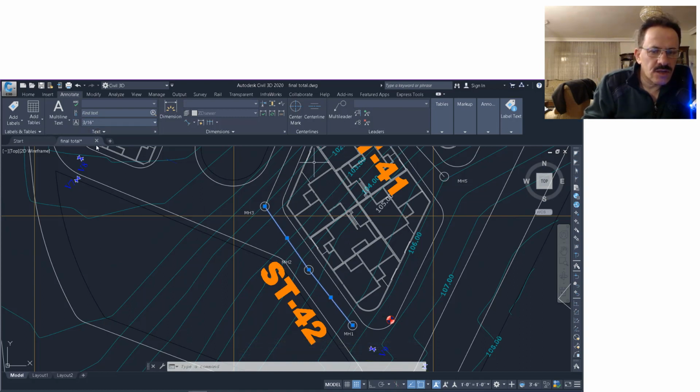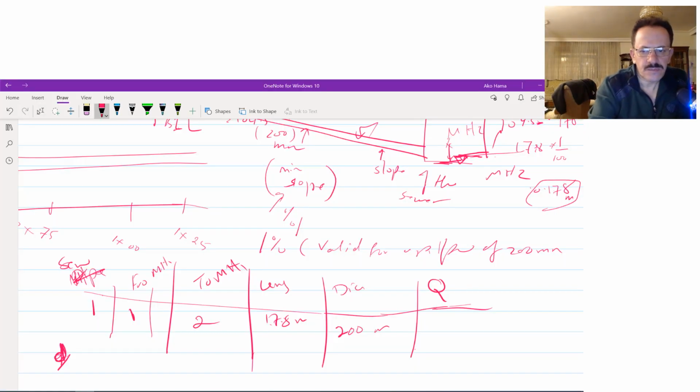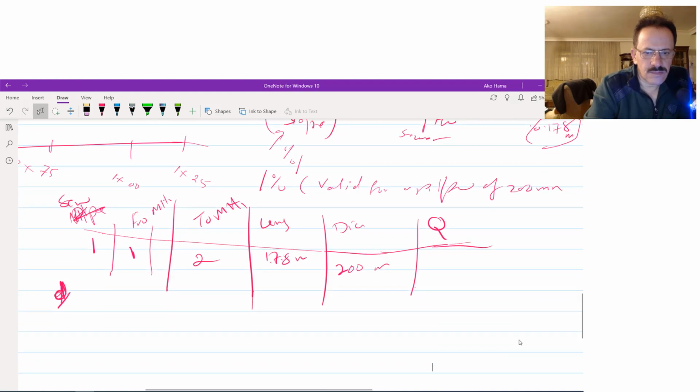So I have to calculate the houses here and the houses here. The Q from manhole number 1 to manhole number 2, which is the same Q for 2 to 3, will be calculated in this way.